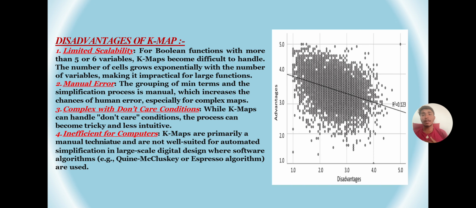Then complexity with don't care conditions. I have told you that don't care conditions are represented with x, so that is the don't care condition. While K-map can handle don't care conditions, the process can become tricky and less intuitive. So this is the main drawback. And it is ineffective for computers: K-maps are primarily a manual technique and are not well suited for automated simplification in large scale designs where software algorithms are used. I have told you, using computers we can't solve this.